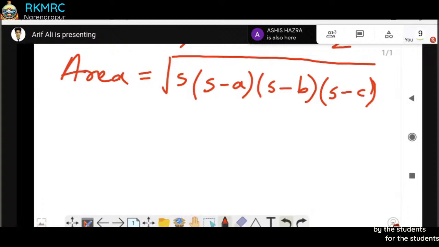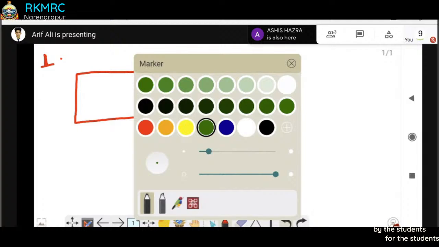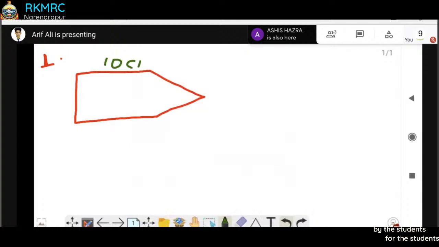So now let us do some sums. If we are given, number 1, this is 10 centimeter, this is 14.8 centimeter, this is 13 centimeter, this is 12, this is 16.12.